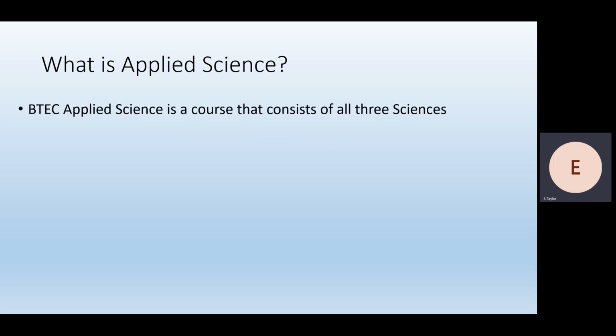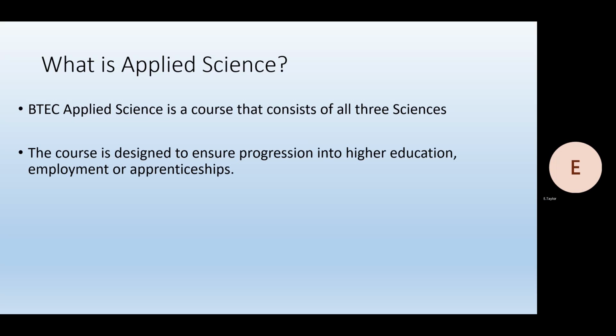So first of all, what is applied science? Applied science is a course that consists of all three sciences. You'll be studying a few little topics from biology, chemistry and physics. The course is designed to ensure progression into higher education, employment or apprenticeships.